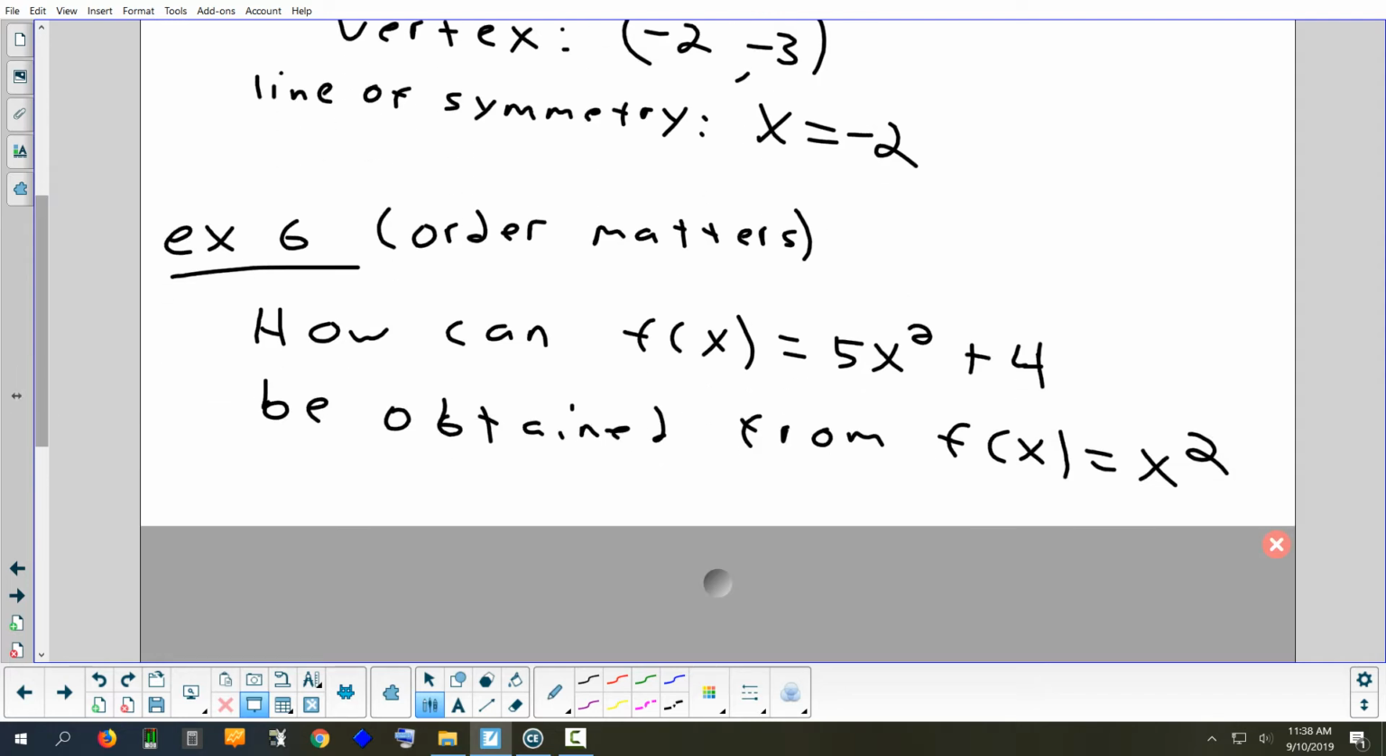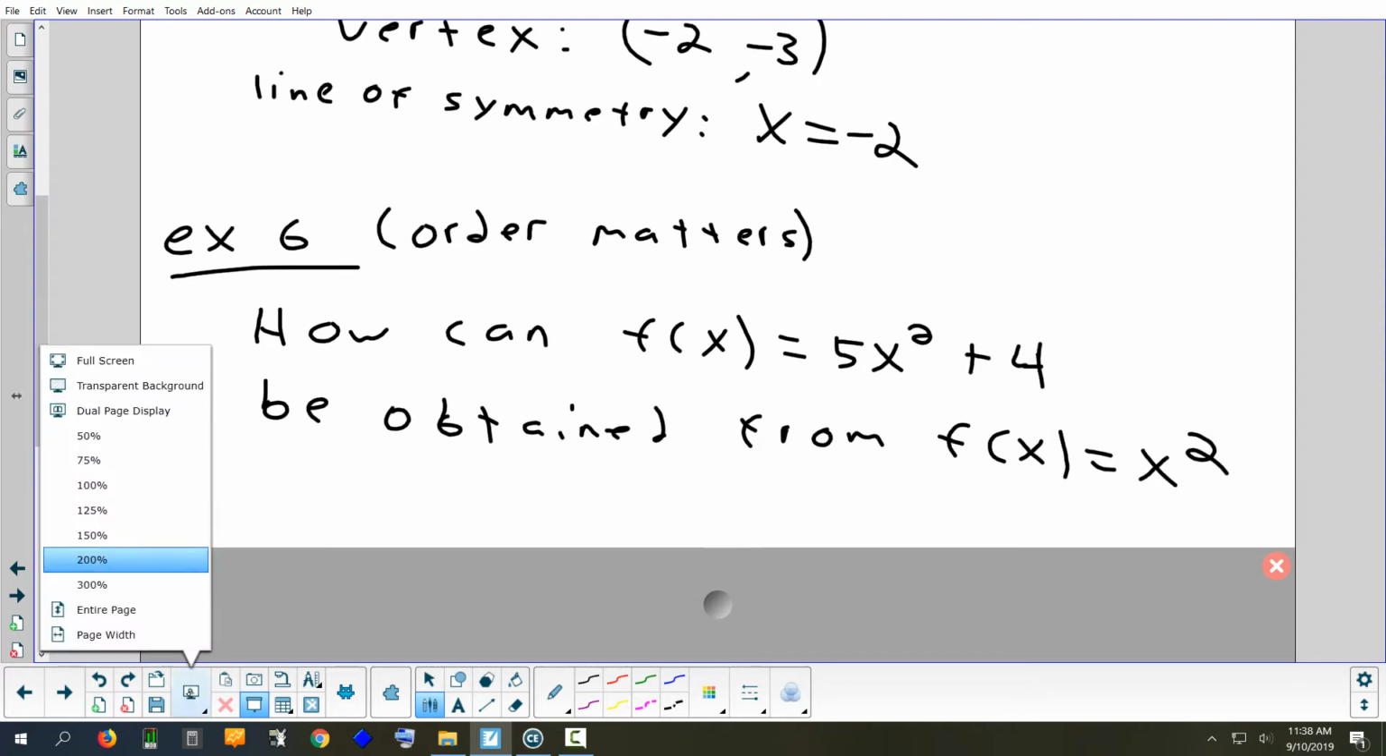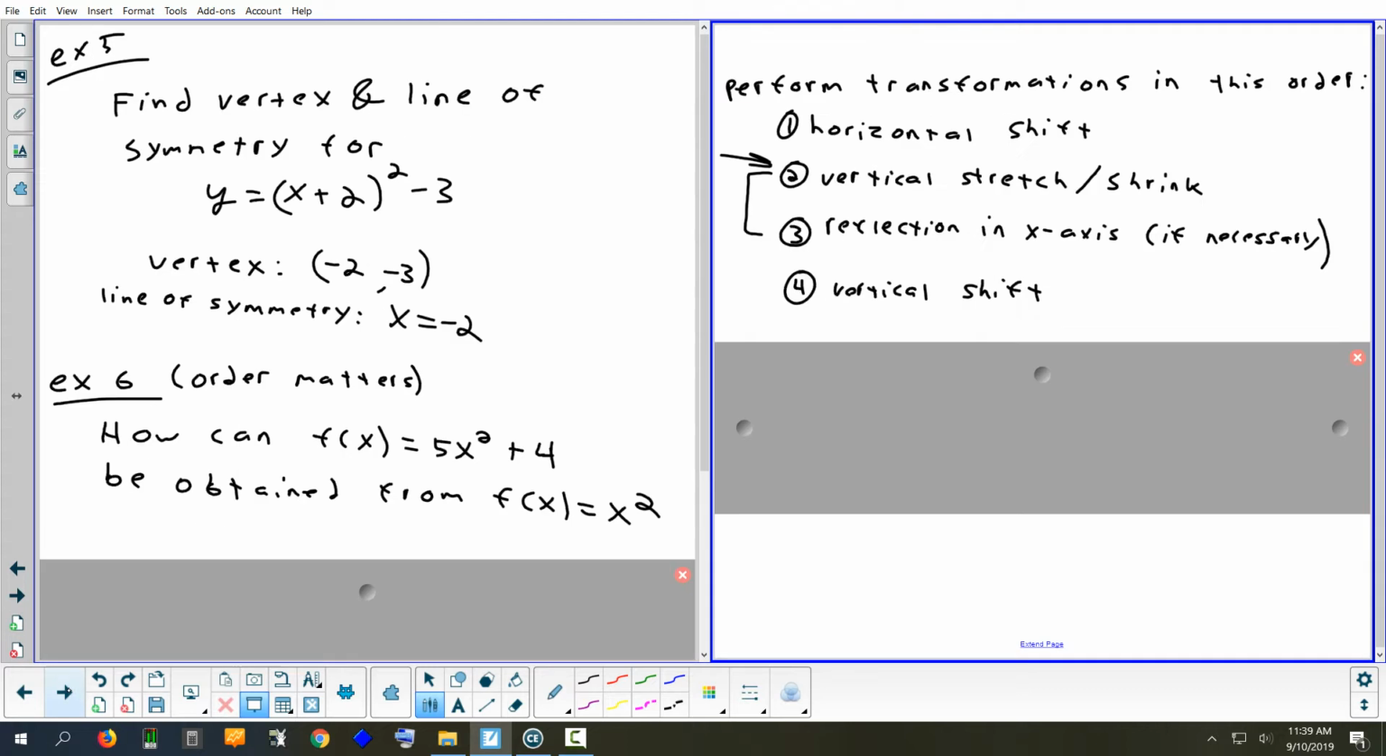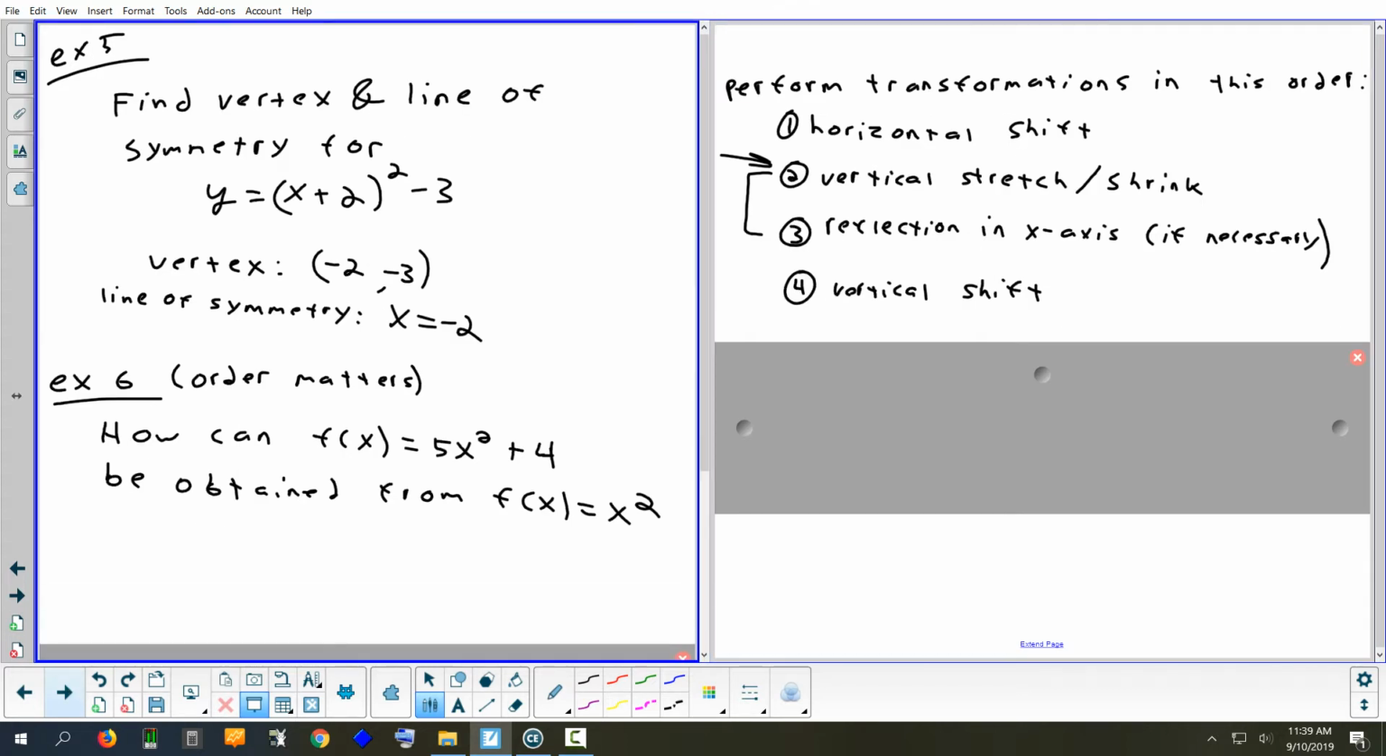All right. So now we're going to get into where order starts to matter. You might want to leave a little space. Probably only going to need about 3 or 4 lines to do example 6. But after example 6, I would put this down. So when you're performing transformations or writing them down, this is kind of the precedence that they have.